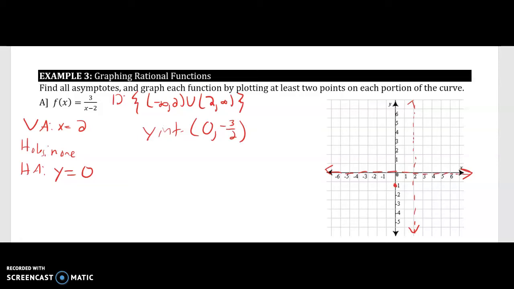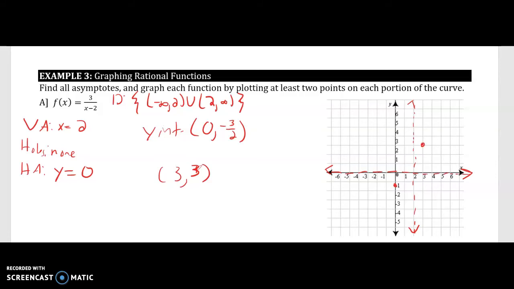So the only thing else you can do, plug in a point over here. Like, let's just plug in 3. So you need to plug in some points. Plug in 3. So I plugged in 3 for x. So it's 3 over 3 minus 2 is 1, which is 3. So that's a point. 3 comma 3 is right here.